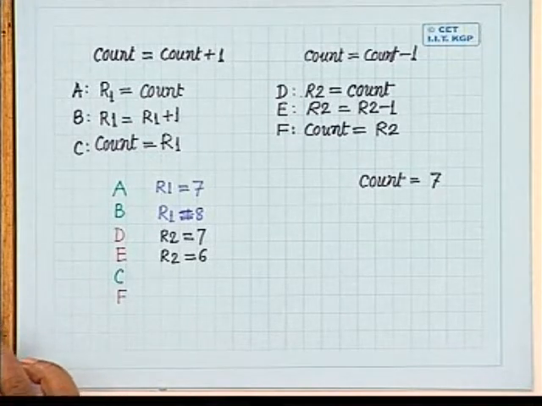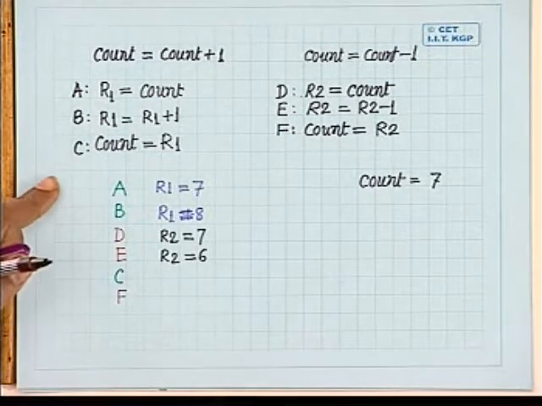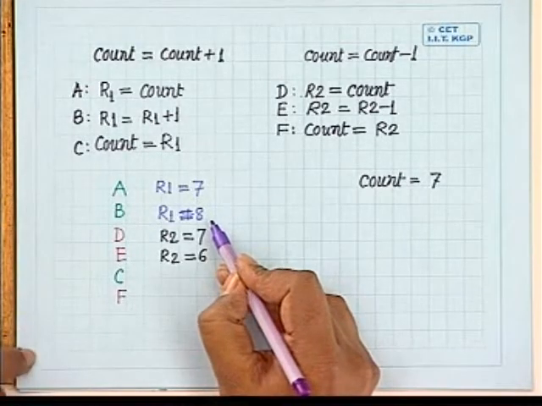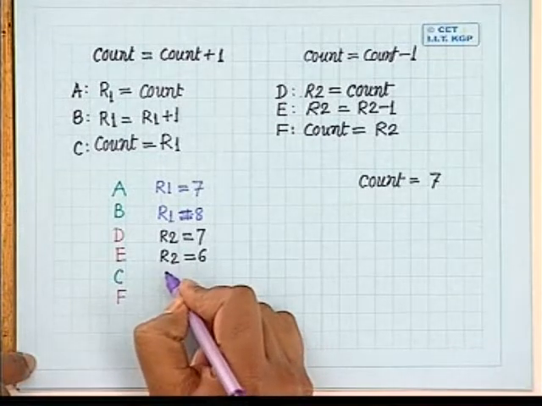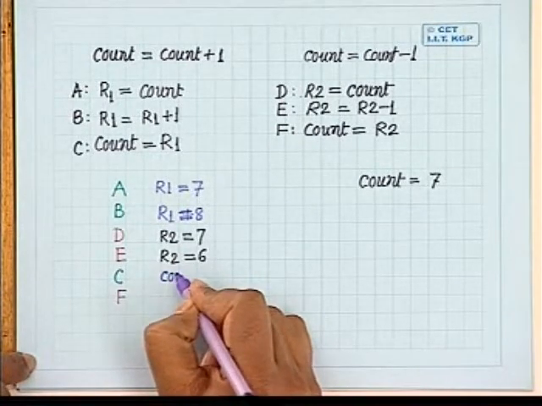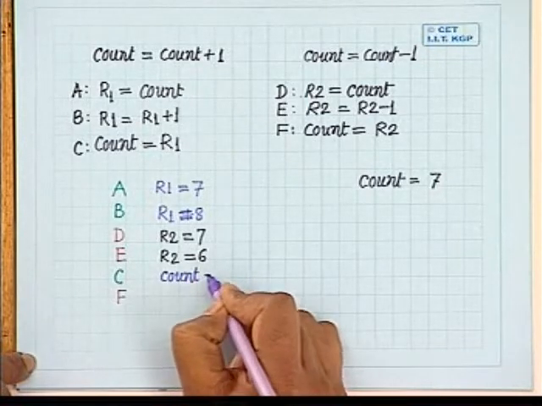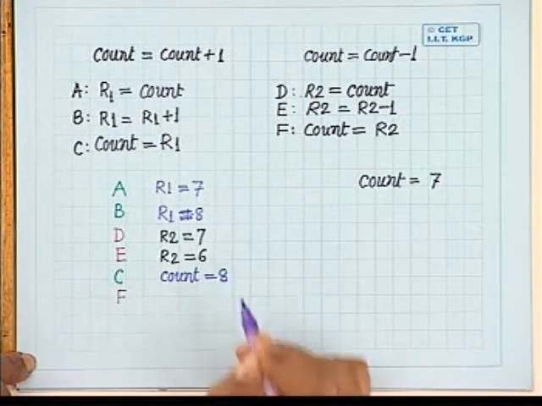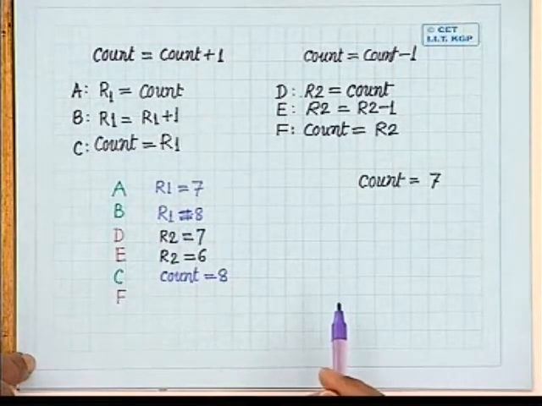Following that, we have the producer process, which writes the value of R1 into location count, and the value of R1 is 8. So in statement C, 8 will be written into the location assigned to variable count. That means the value of count becomes equal to 8, because it is R1 which is written to location count.